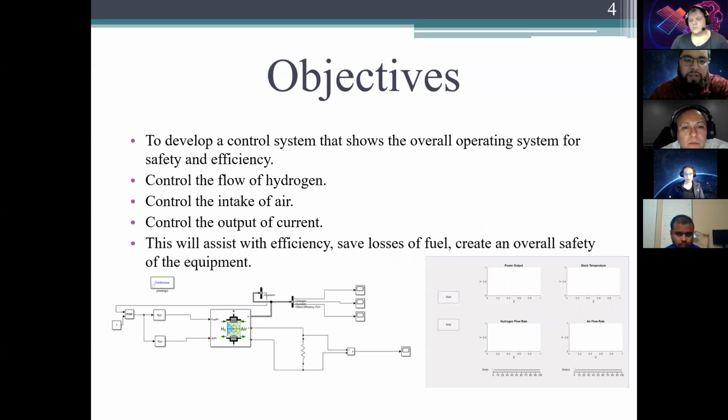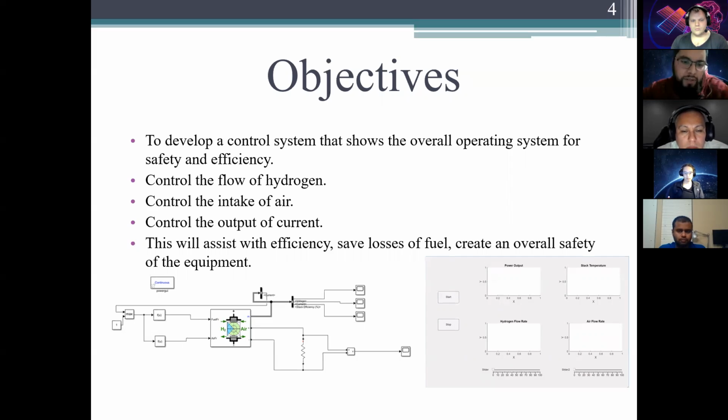We have the objectives for our project. Our main goal is to develop a control system that shows the overall operating system for safety and efficiency. The goal is to control the flow of hydrogen, the intake of air, and the output of the current. And the main objective at the end is that this will assist with efficiency, save loss of fuel, and create an overall safety of the equipment. Down below, we have a basic model of our system.